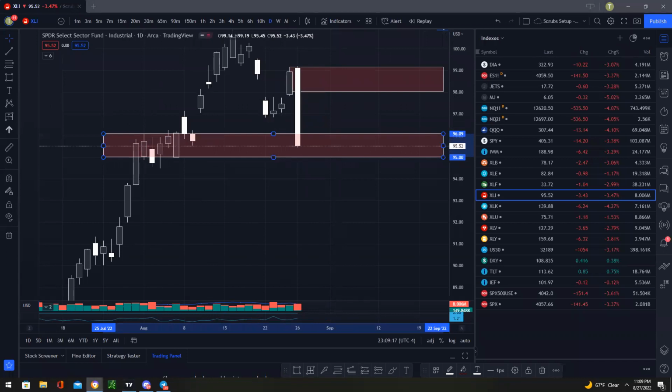So then you would just Google, okay, what are the top 3 stocks and what are the top 3 holdings? Boom, boom, boom. So then XLI inside daily base area, look for possible bounce if 95 holds. There we go.